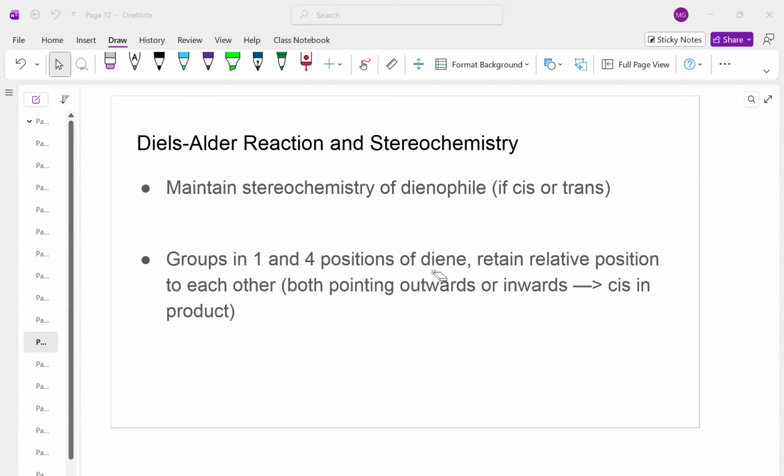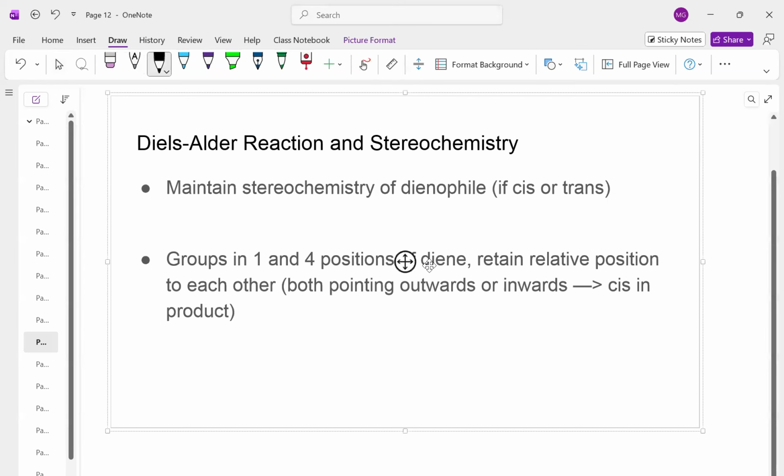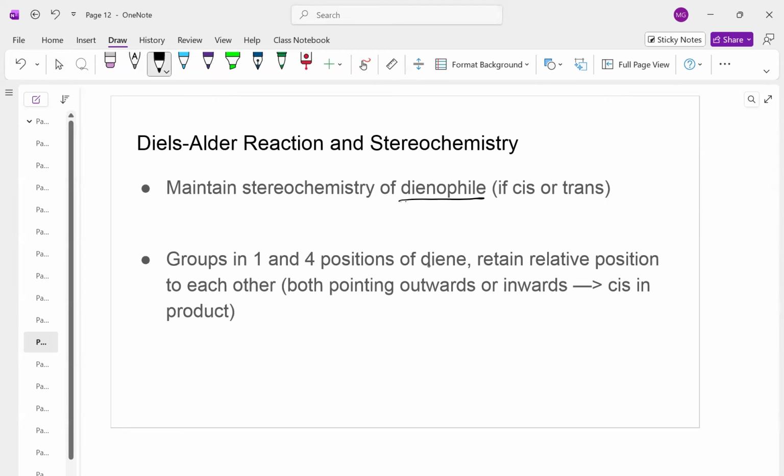All right, now before I get to some examples, I do want to highlight some of the finer points of the Diels-Alder reaction. And this deals with stereochemistry. And there's a lot of stereochemical aspects that we have to take into account because we're dealing with pi bonds. And so the first thing I want to look at is the stereochemistry of the dienophile. Now, if the dienophile starts off as cis or trans, then that stereochemistry needs to be maintained in the product.